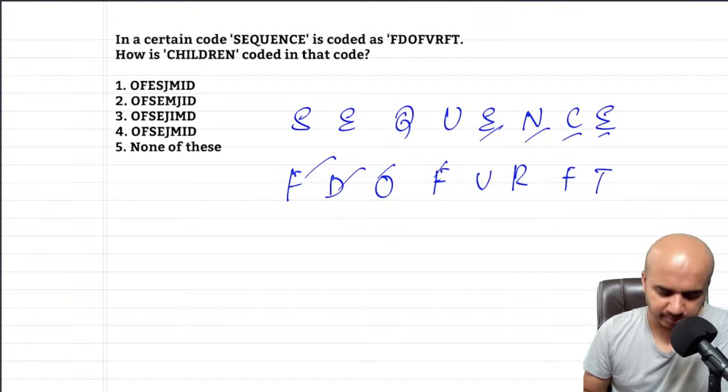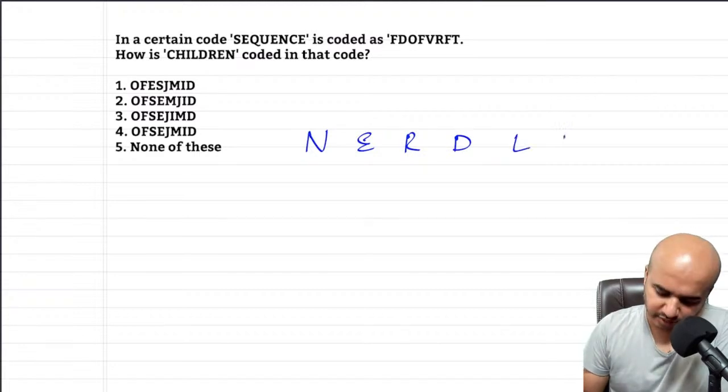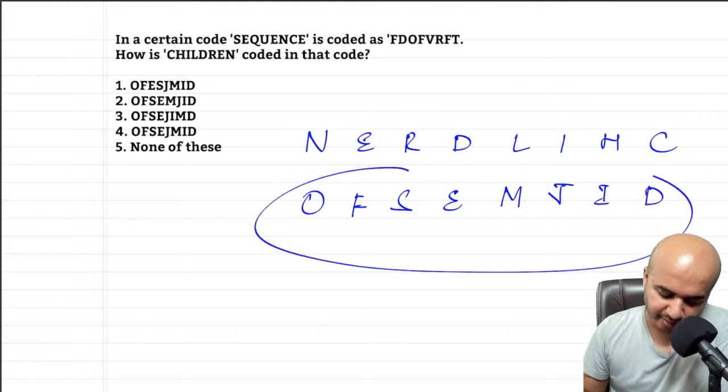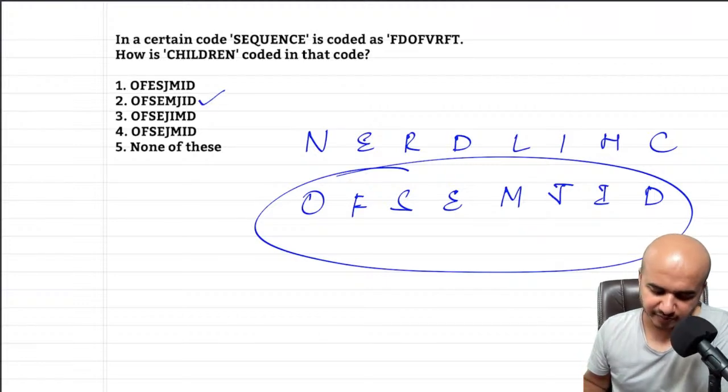What we'll do is the same. Children written in reverse is N, E, R, D, L, I, H, C, and now all that we need to do is add just one, which is what they had done earlier. So the coded word would be O, F, S, E, M, J, I, D. O, F, S, E, M, J, I, D would be the right answer. Let's move on.